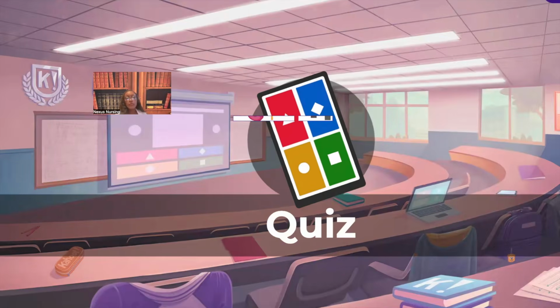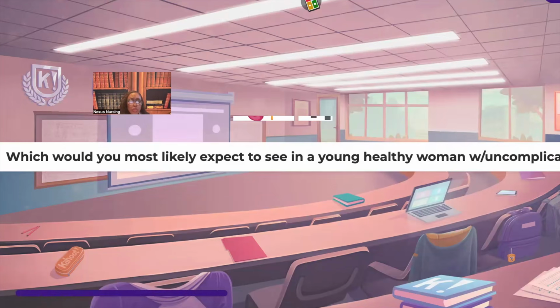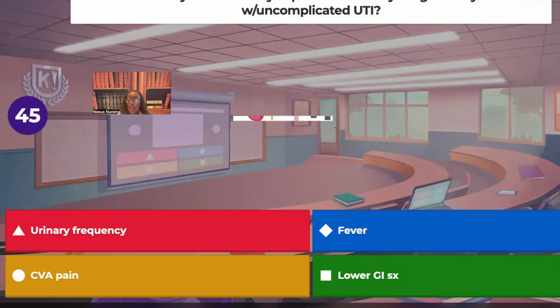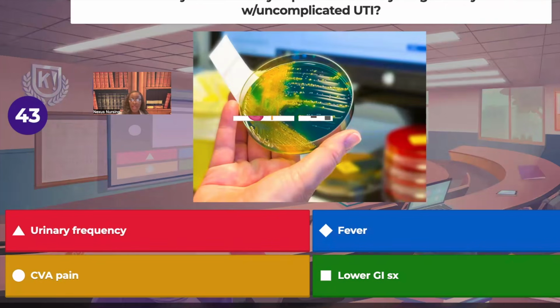Next question. Which would you most likely expect to see in a young, healthy woman with uncomplicated UTI? Would it be urinary frequency? Would it be fever? Would it be CVA pain, costovertebral angle pain, or lower GI symptoms? Which one would you expect to see in a young, healthy woman with uncomplicated UTI?